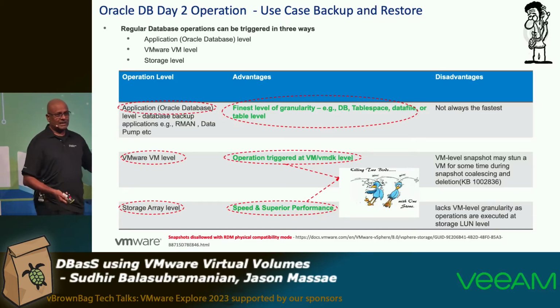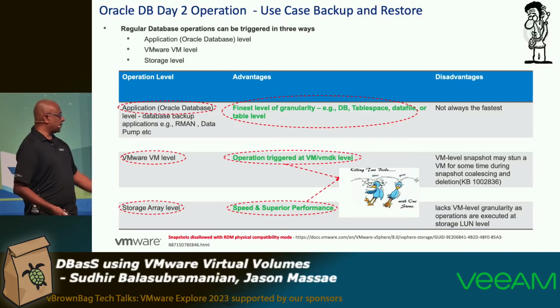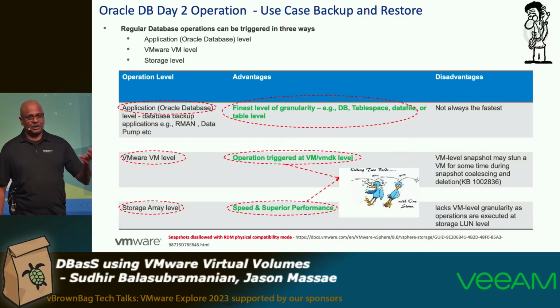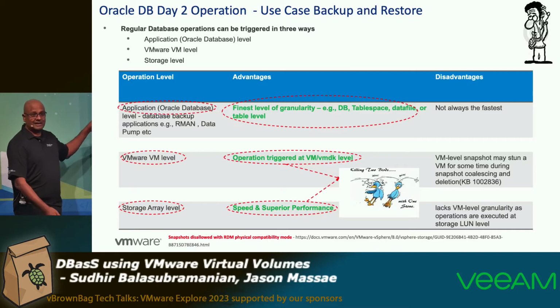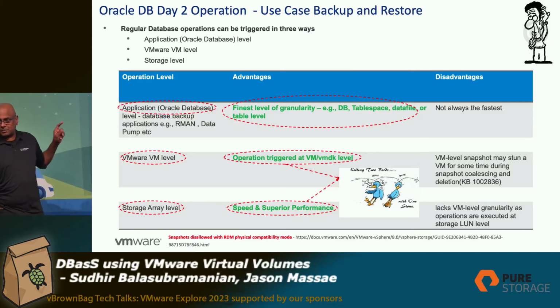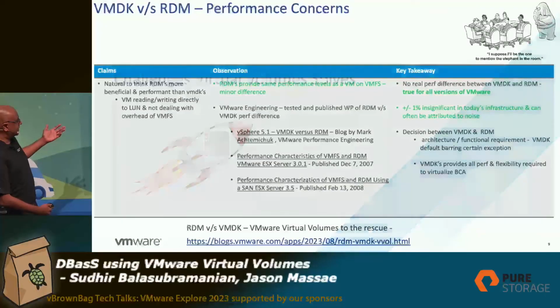Third, storage level, that's the fastest. But that's the problem. You don't have the granularity. So what you want is the granularity of the application with the speed of the storage. And that's what vVols are, at the end of the day.